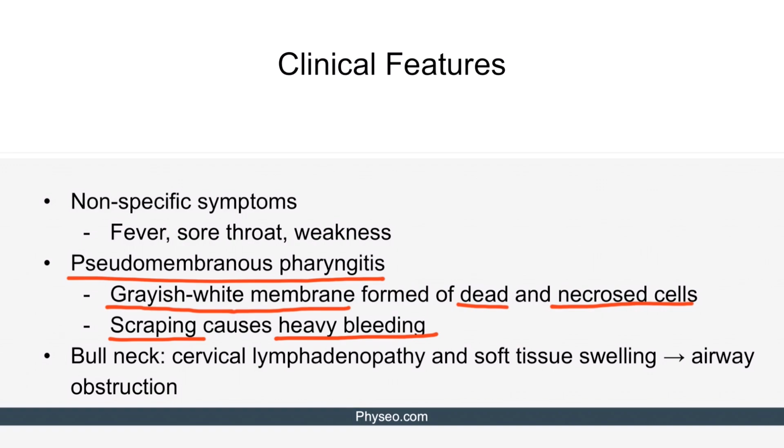Patients may also present with a swollen neck, which is termed a bull neck. A bull neck is caused by cervical lymphadenopathy and soft tissue swelling, and this increases the risk of airway obstruction.